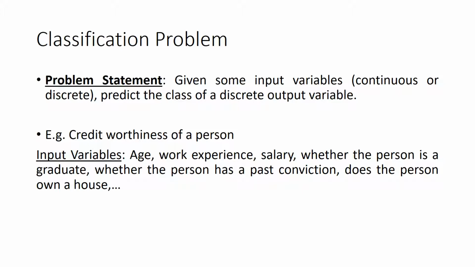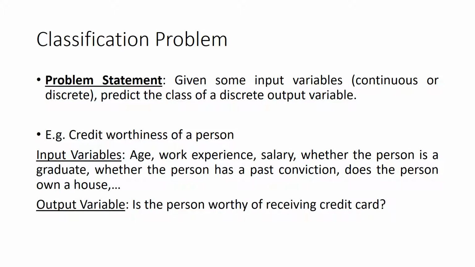In terms of the output variable, we have a single output variable, and it's a discrete variable. In this case it's a binary discrete variable, and we're asking whether this person is worthy of receiving a credit card or not. That's the classification problem, and decision trees are used to solve classification problems such as these.